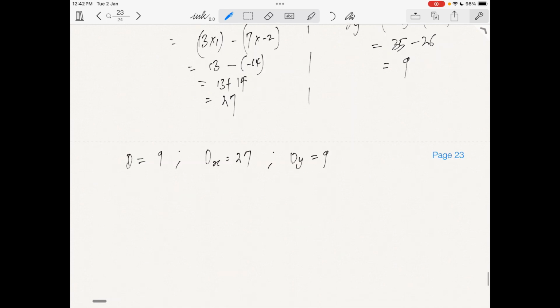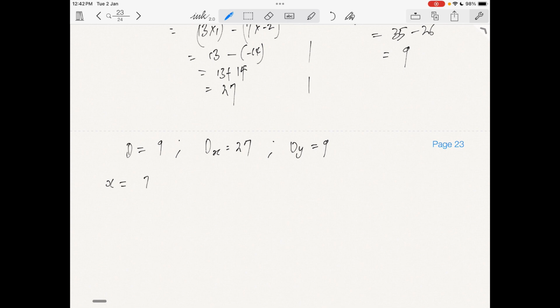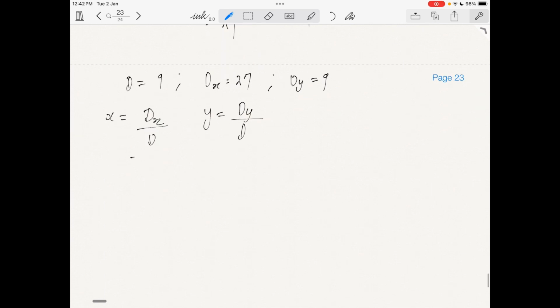So remember that x is equal to dx divided by d, and y is equal to dy divided by d. That will give us 27 divided by 9, and y will be equal to 9 divided by 9. So x is equal to 3 and y is equal to 1. So that solves the simultaneous equation.